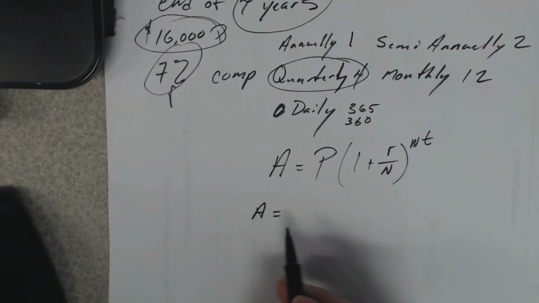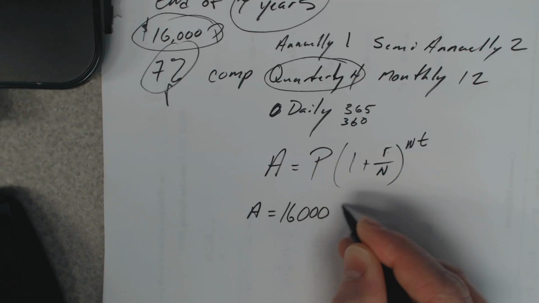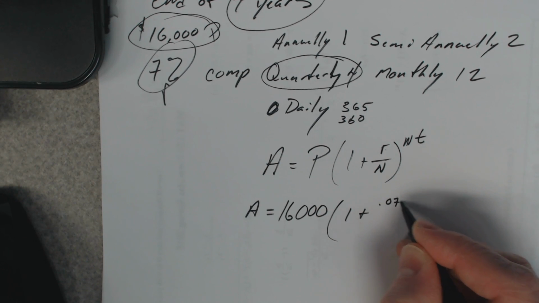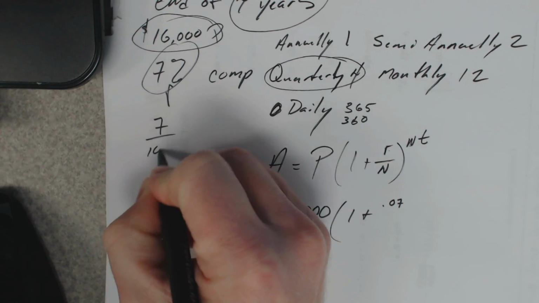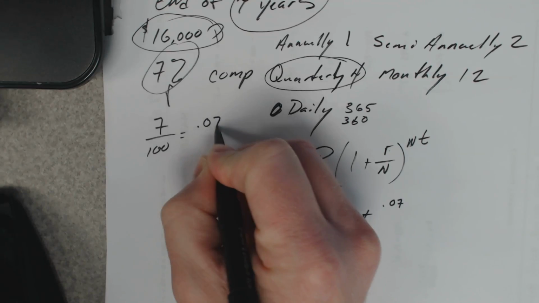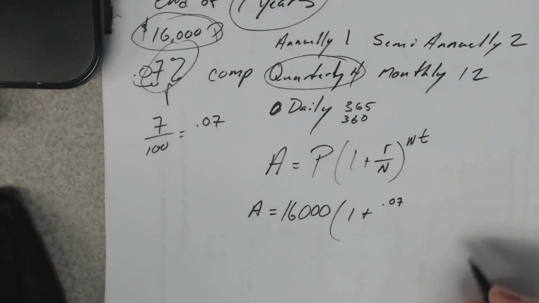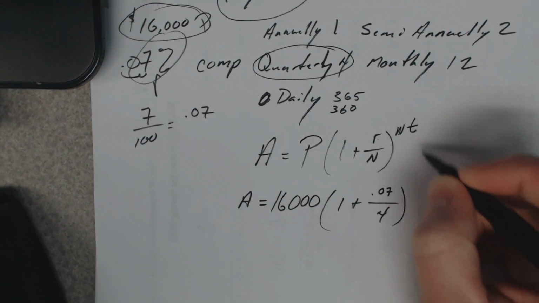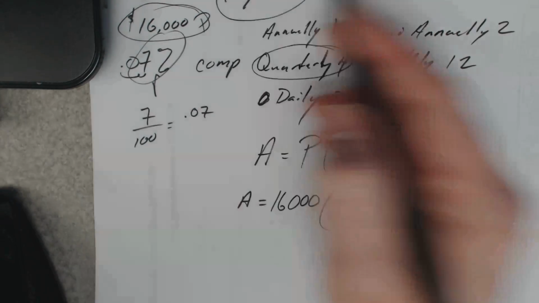A is going to be the amount in your account, the complete amount. So 16,000 parentheses 1 plus r, which is 0.07. You always convert your rate. You take your 7 divided by 100. You just move the decimal place twice. 0.07 divided by n, which is 4. And then n up here was 4, right? Quarterly, 4. And the time was 4 years.